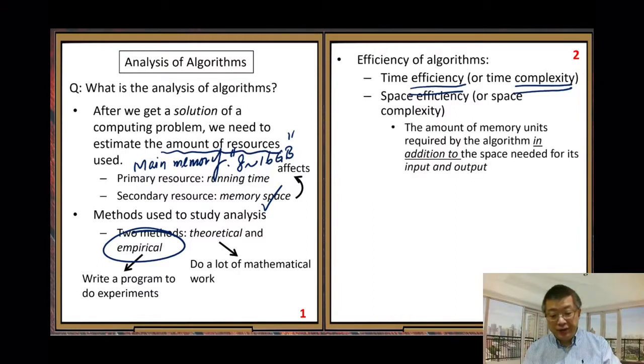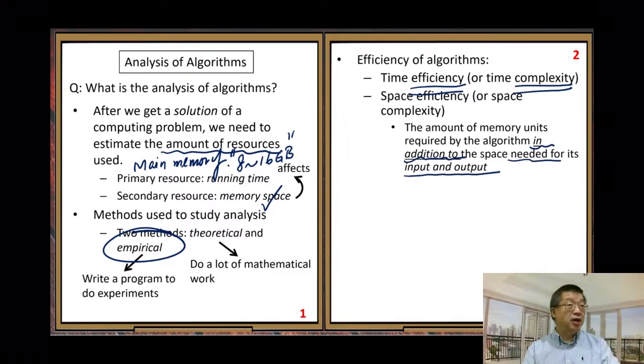here I'd like to look at the space efficiency a little more. Because when we talk about the amount of memory units we use in a particular algorithm, what do we really mean? So here I need to give you a more precise description. Which part do we really focus on? That part. Okay? So here it tells you in addition to space needed for its input and output.